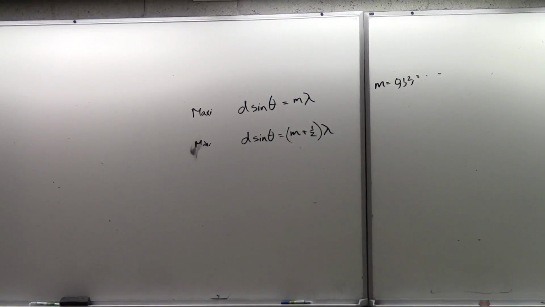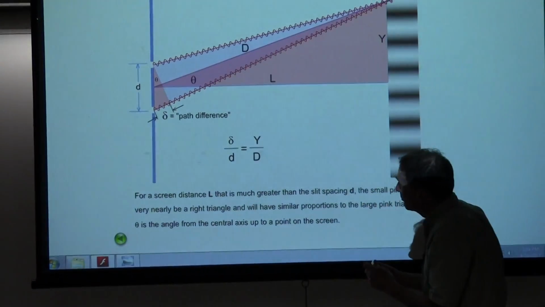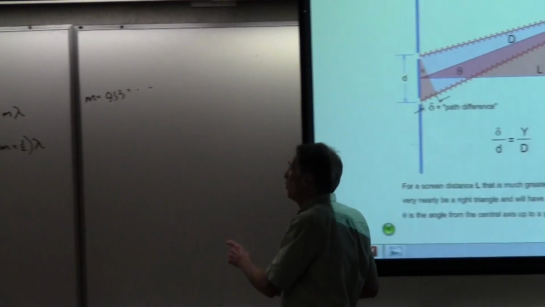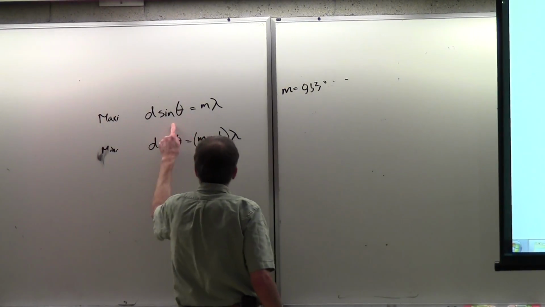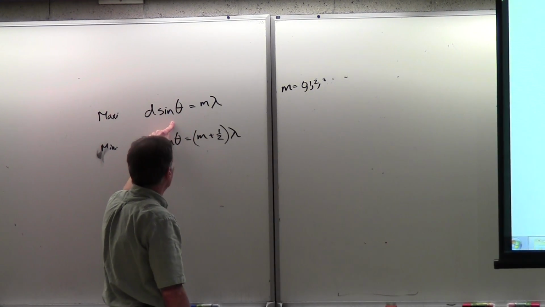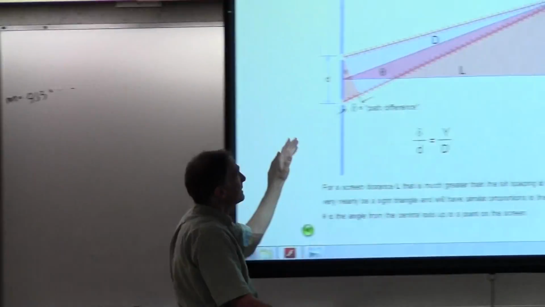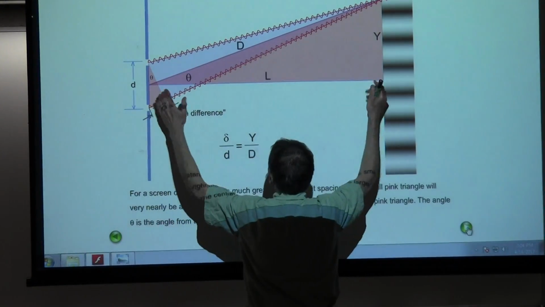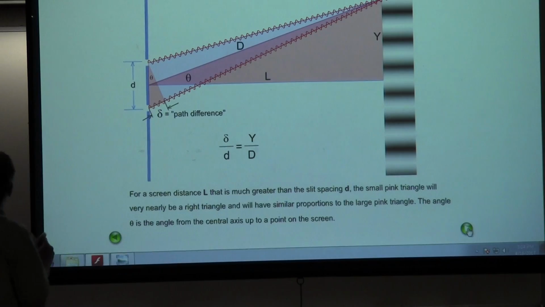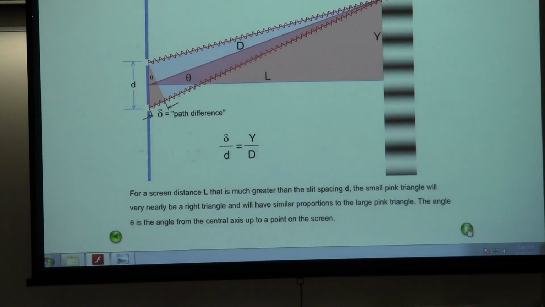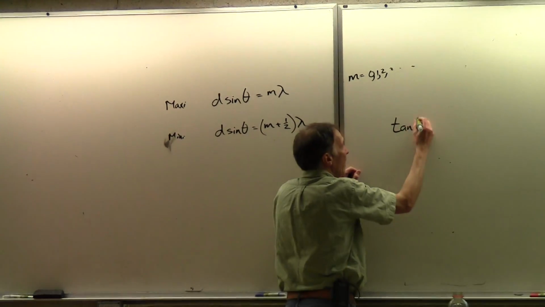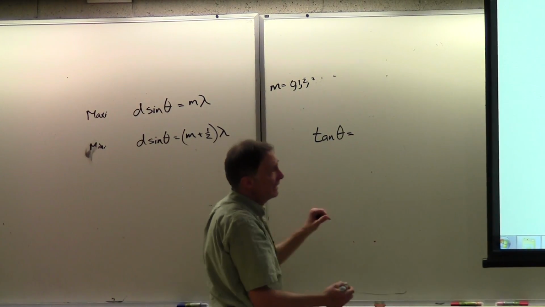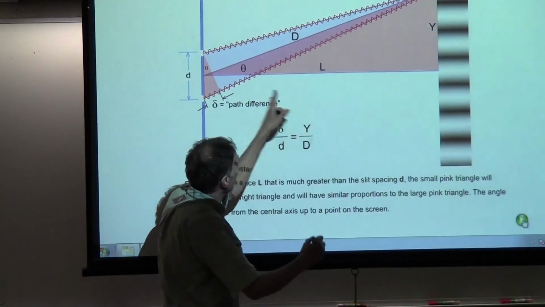Okay, and now when we're doing this, this is our basic equation. Sometimes we can make small angle approximations. L is the distance out to the screen. And if you need to find theta, what you really should do is say that the tangent of theta is equal to y over L.